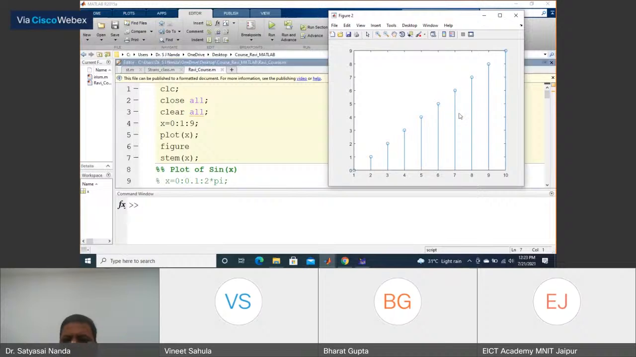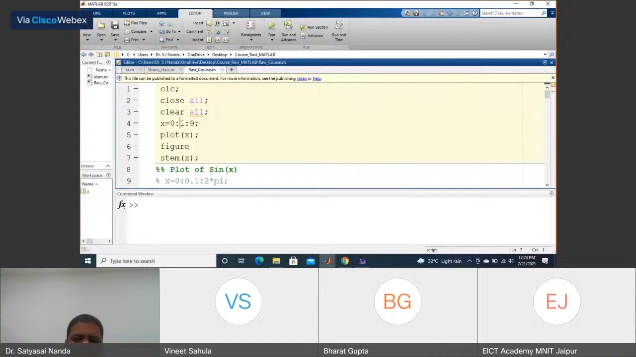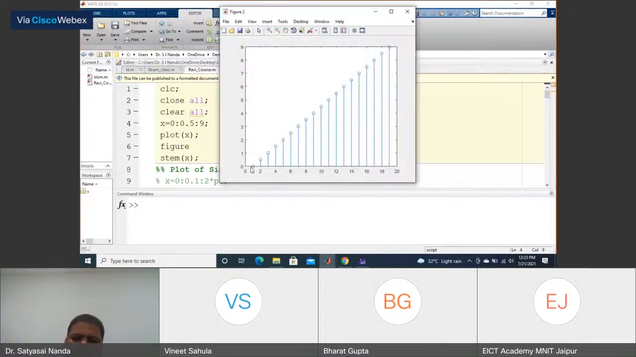So this is a 1 unit gap. You can change the gap from 1 to, say, 0.5. Then the number of points will change, with more points plotted. You can observe that with 0.5, many more points have come into account.